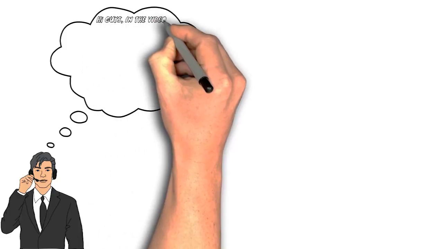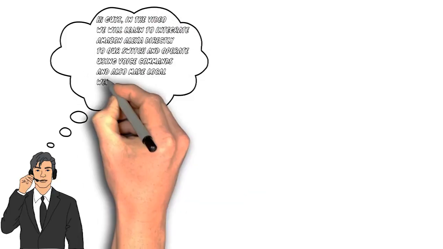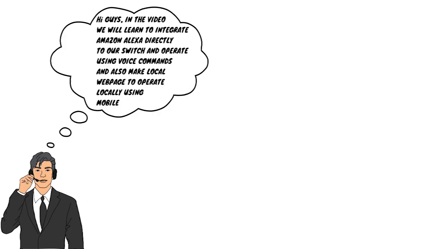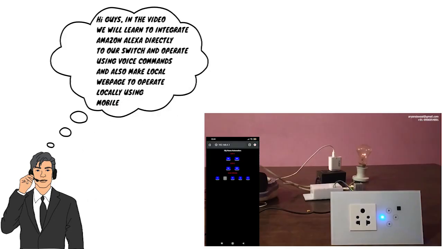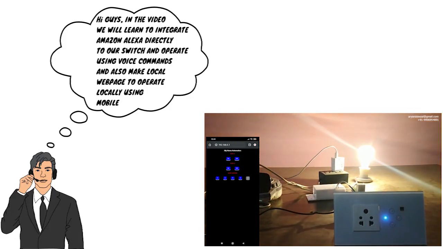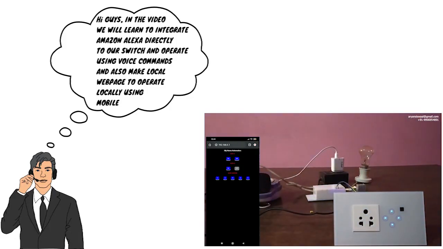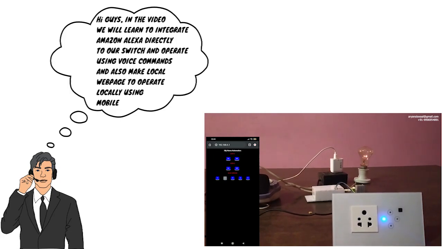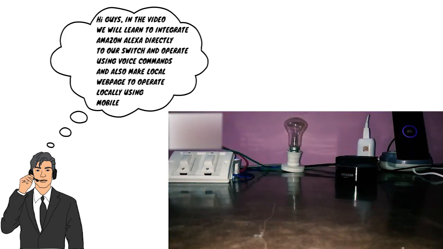Hi guys, in this video we will learn how you can integrate Amazon Alexa directly to your smart switch and operate using voice commands. Also, you can create a local web page inside ESP to operate locally using a mobile phone. Alexa, turn on L2.